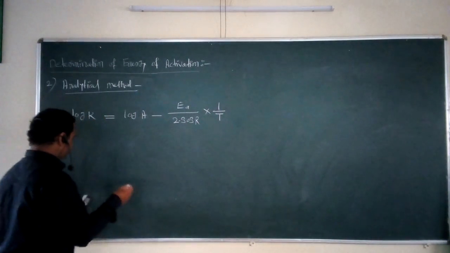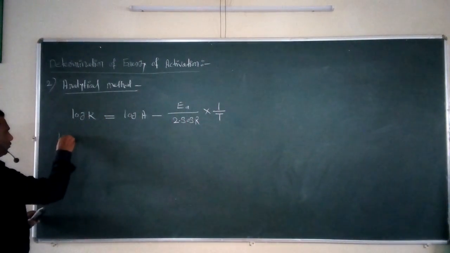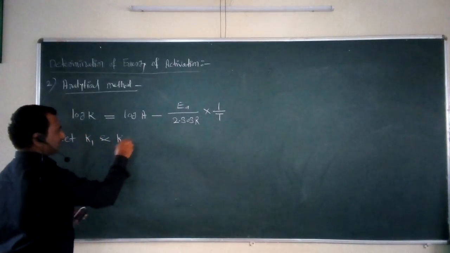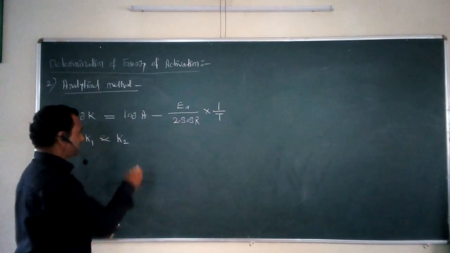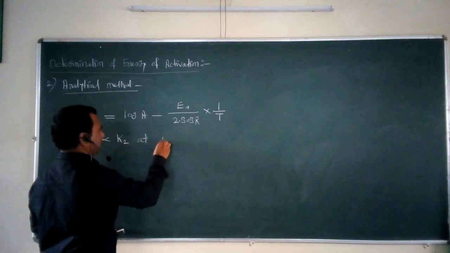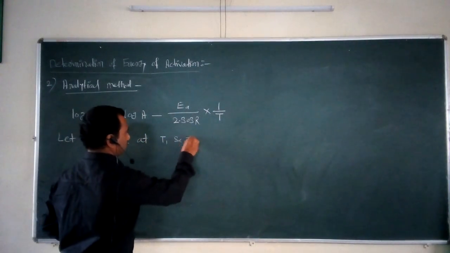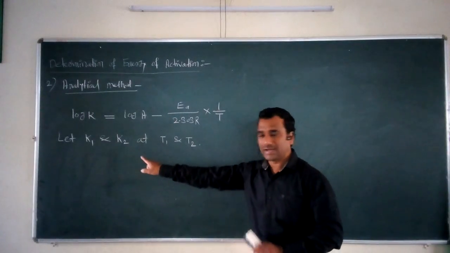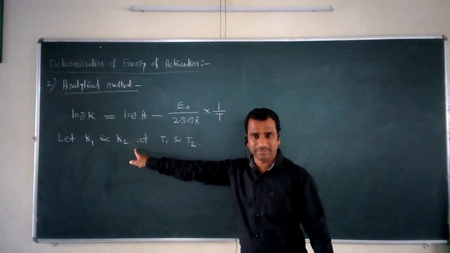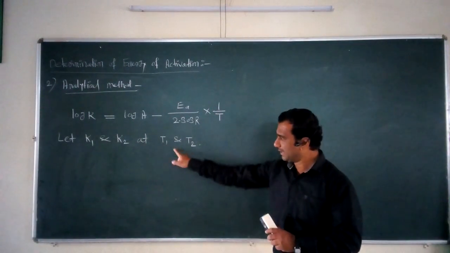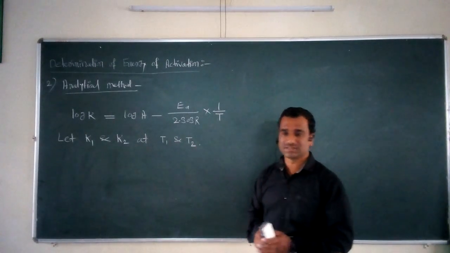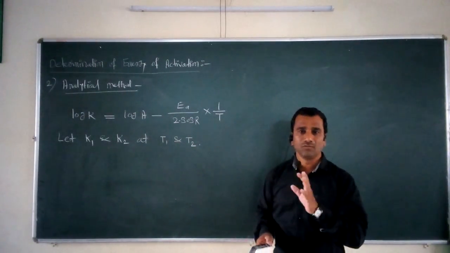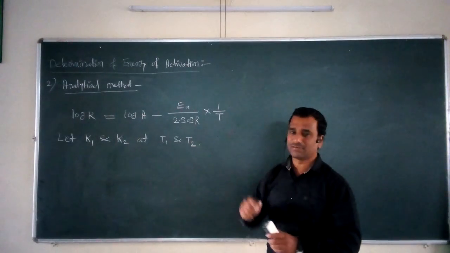Let K1 and K2 be the rate constants of a particular chemical reaction at two different temperatures, T1 and T2. Once we assume these four different terms, K1, K2, T1 and T2, we have to substitute these terms in the above equation.